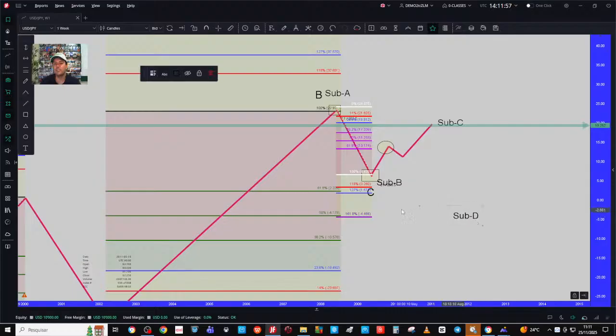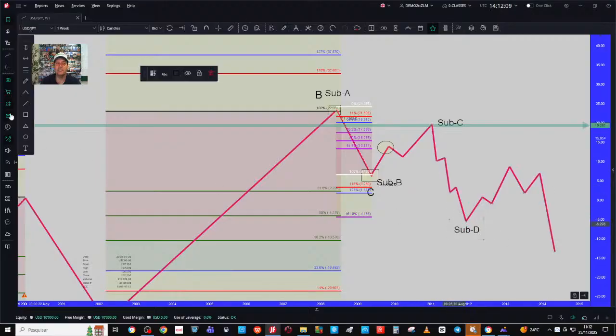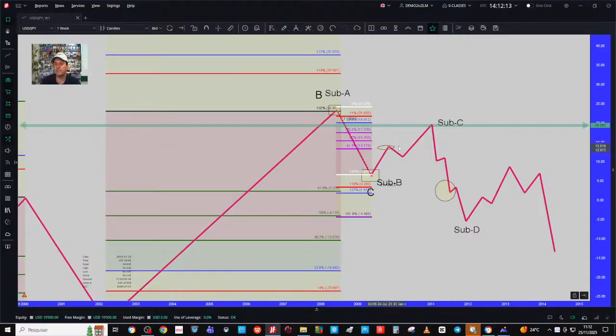This is the sub C, and then of course the market, which one is the sub D, everybody? Which one is the sub D? Is the first circle the sub D, or is the second circle the sub D?